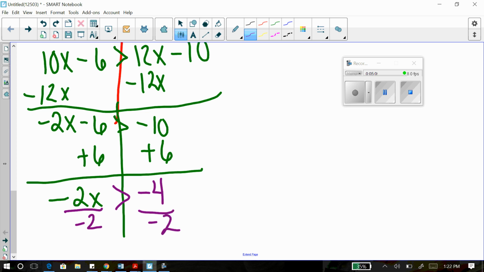And now this is where solving inequality becomes different than solving an equation. Because we divided by a negative, you need to flip your inequality sign. And -4 divided by -2 is a +2. So x is less than 2.